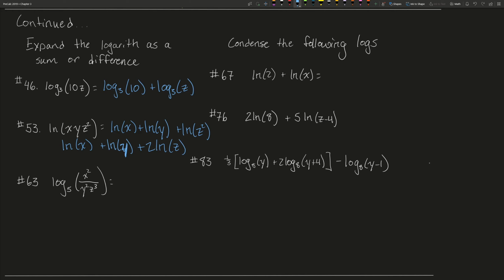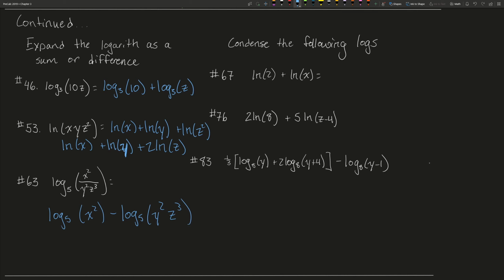Number 63, log base 5 of x squared divided by y squared times z squared. We have the ratio of two things, which means we're taking the difference. So we can rewrite this as log base 5 of x squared minus log base 5 of y squared times z cubed. And then we have to simplify a little bit more.